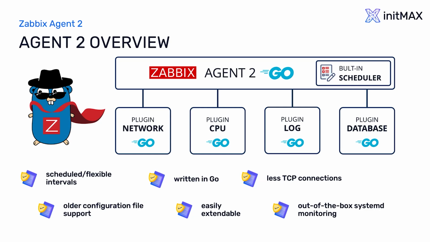A good thing is also that Agent 2 supports the configuration file from Zabbix Agent 1. If you just point the binary to the original configuration file of Agent 1, it's still going to work because, as I said, the main purpose is that Agent 2 can do the same stuff as Agent 1, but it also has advantages, like you can easily extend it. There are a lot of modules already available out of the box, and a lot of modules that you can pre-install additionally.